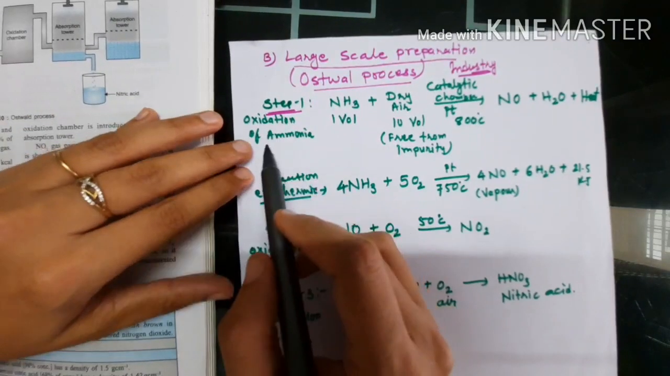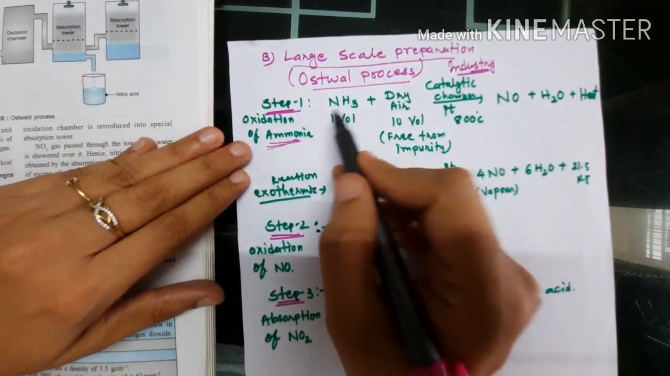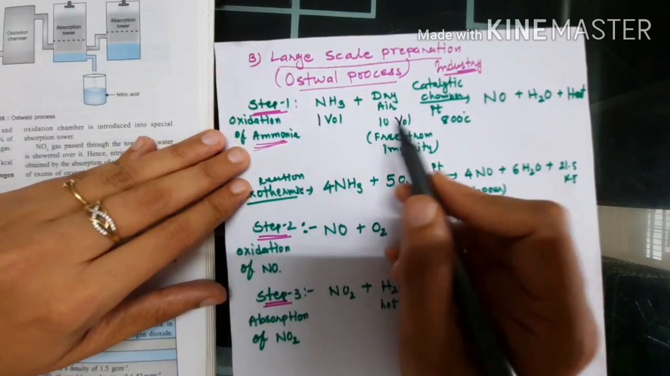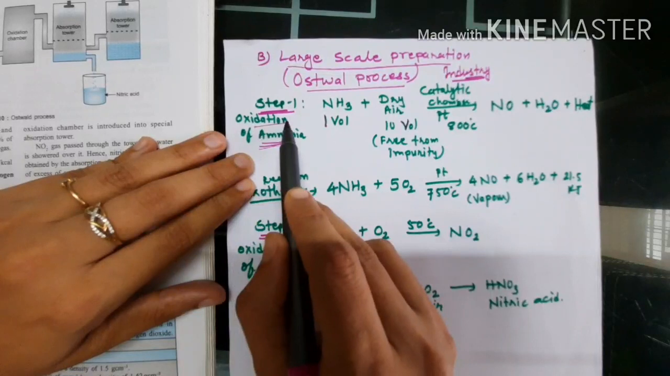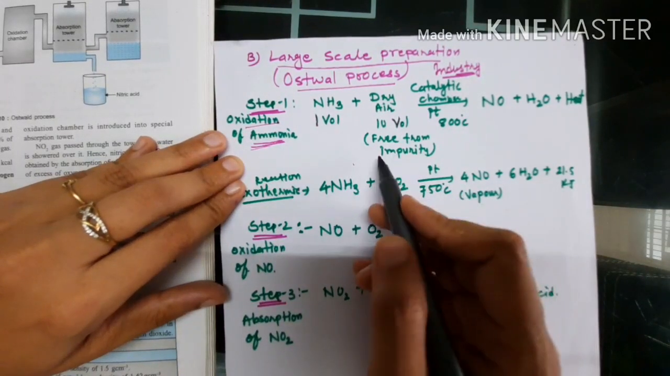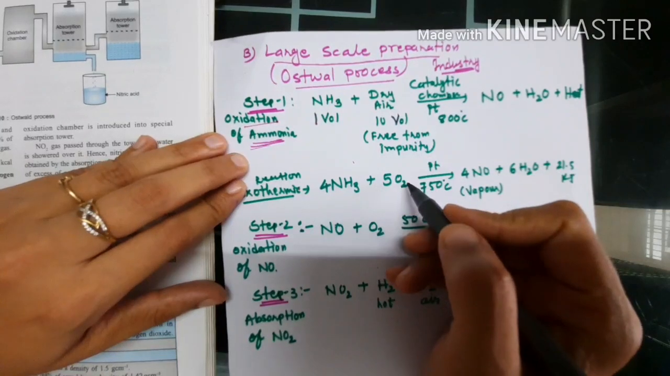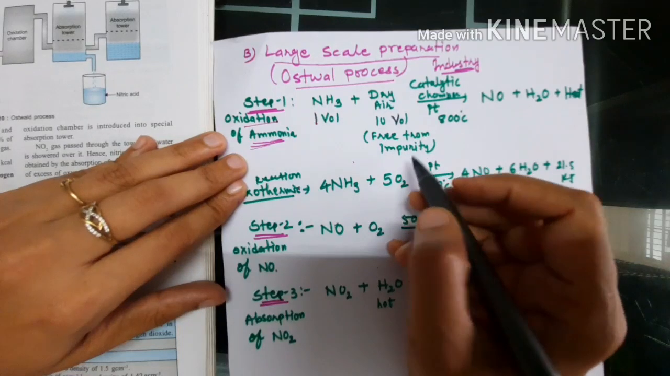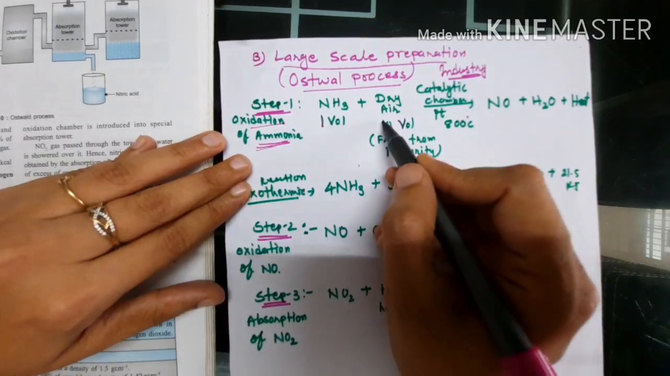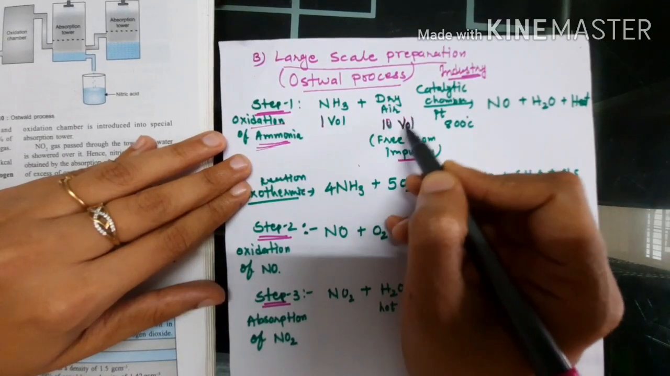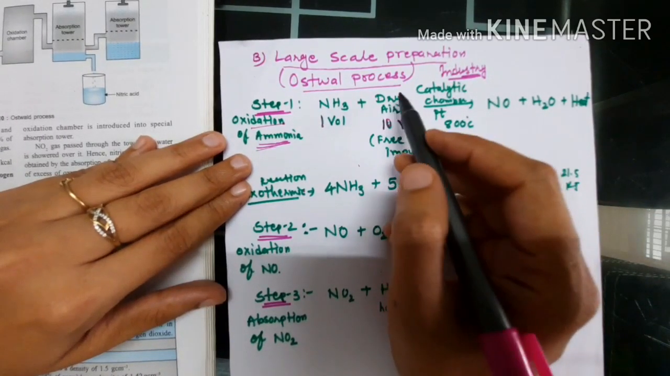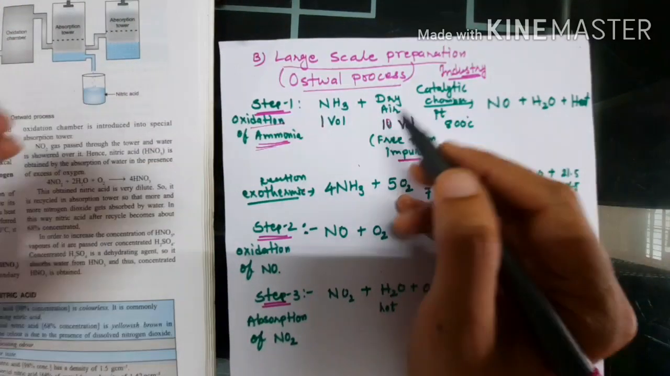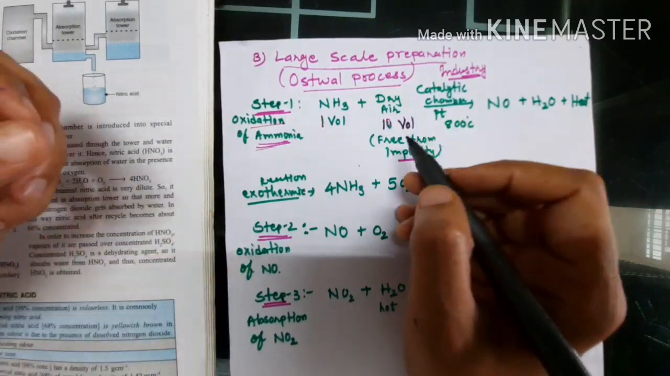For the oxidation of ammonia, it requires 1 volume of ammonia and 10 volumes of dry air. Why dry air? We are doing oxidation, so we want oxygen. The oxygen should be impurity free, so that's why we are taking dry air, so that a very small or negligible amount of impurity is present in it. And why did I say 10 volumes? Because we require more oxygen. We are taking air, and in air a number of things are present.